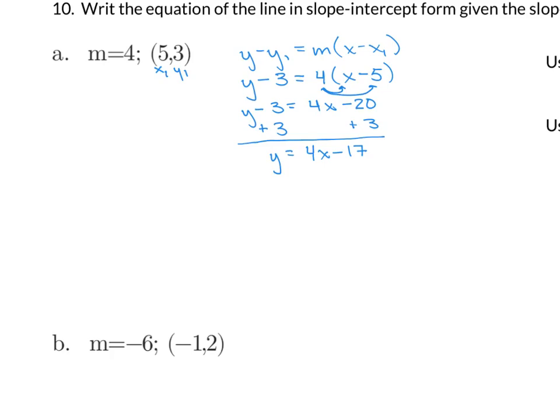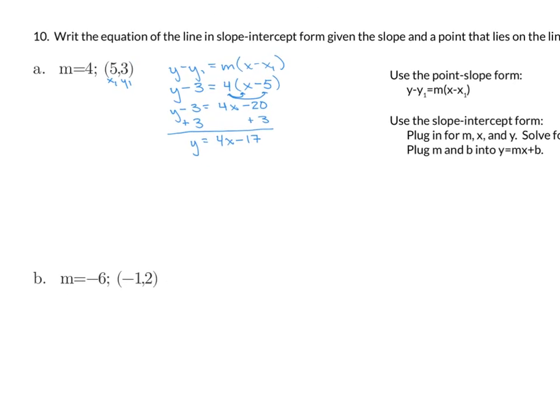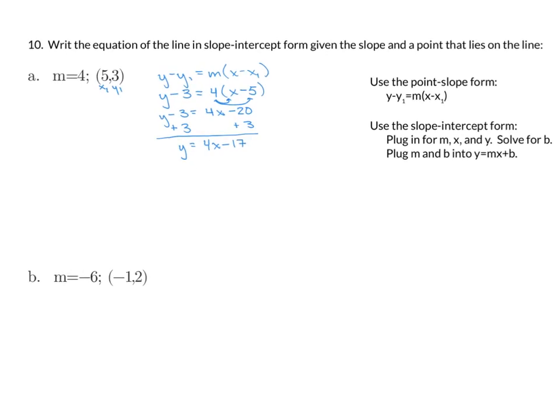Okay, so that's the way that we learned it originally. Now, as this is the final and you are not allowed a cheat sheet or notes or books or anything like that on the final exam, I'm going to show you another method that you can use, and that is using the slope-intercept form. So if we decide to use the slope-intercept form, we're going to start by plugging in for m, x, and y, and then solve for b.